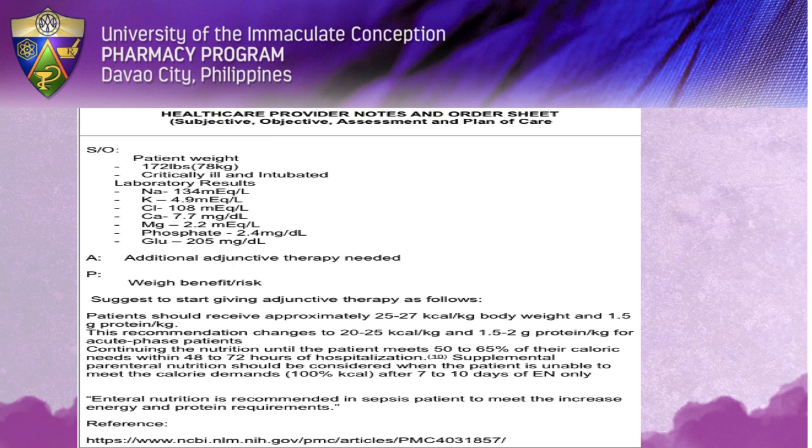This recommendation changes to 20 to 25 kilocalories per kilogram and 1.5 to 2 grams protein per kilogram for acute phase patients, continuing the nutrition until the patient meets 50 to 65% of their caloric needs within 48 to 72 hours of hospitalization. Enteral nutrition is recommended in sepsis patients to meet the increased energy and protein requirements.